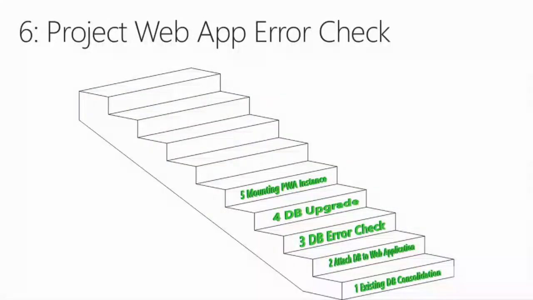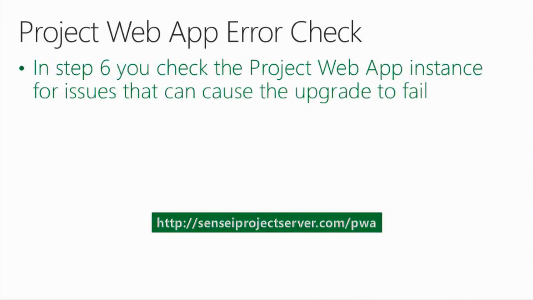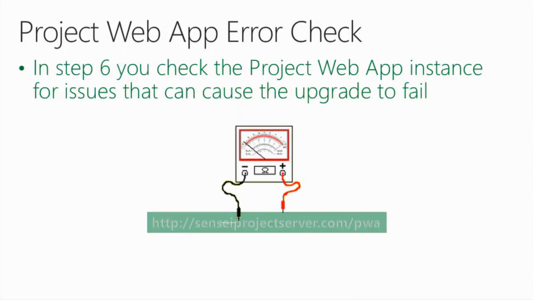Okay, the sixth step is your PWA error check. So in step 6, you check your project web app instance for issues that can cause the actual upgrade to fail. So you want to identify them and address them.